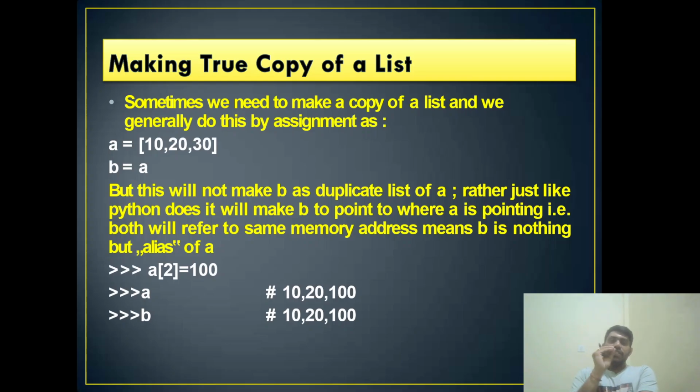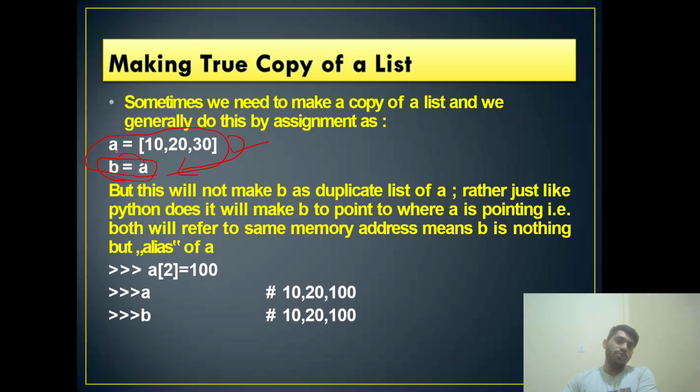Then we will see what is a true copy of a list. Sometimes we need to make a copy of a list. We generally do this by assignment. So if you want to do a true copy, the same value will be copied. So we'll normally do the assignment. You can see here a equal to 10, 20, 30, b equal to a.